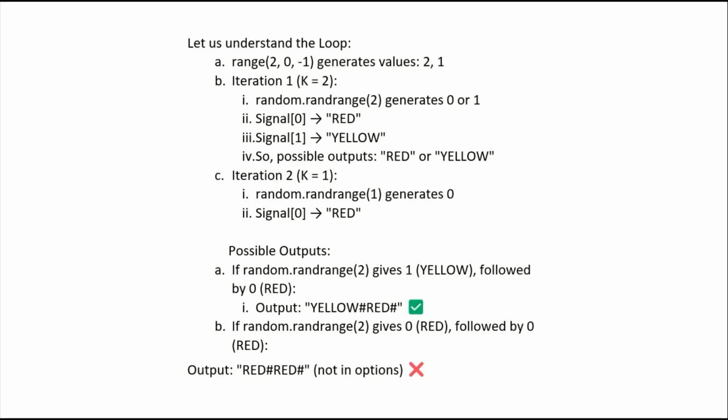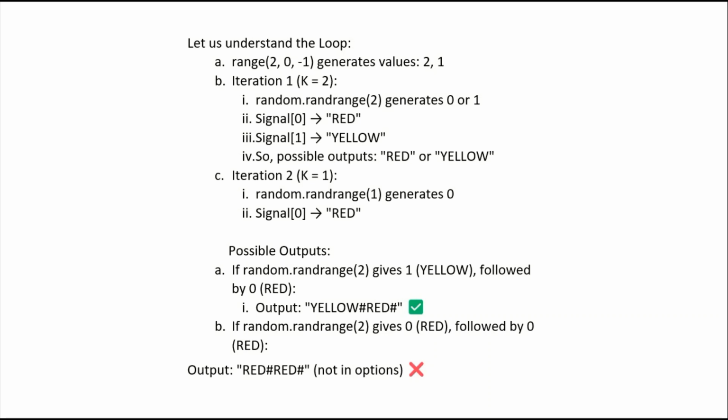In the first iteration, where k is equal to 2, random.randrange with parameter 2 generates 0 or 1. So signal 0 gives us red and signal 1 gives us yellow. So the possible outputs will be red or yellow. And in the second iteration, random.randrange with parameter 1 will generate 0. So signal 0 will be red.